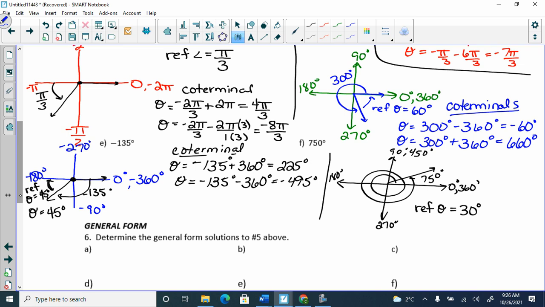And then coterminal, we can go 750 minus 360, which gets me positive 390, and then 390 minus 360 gets me 30.